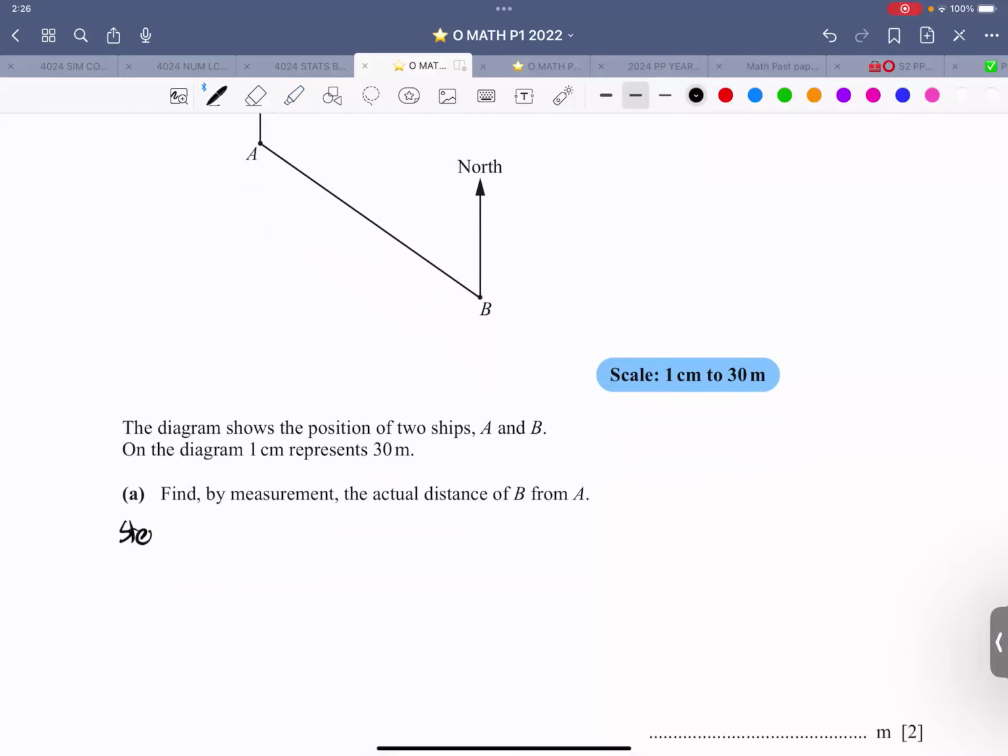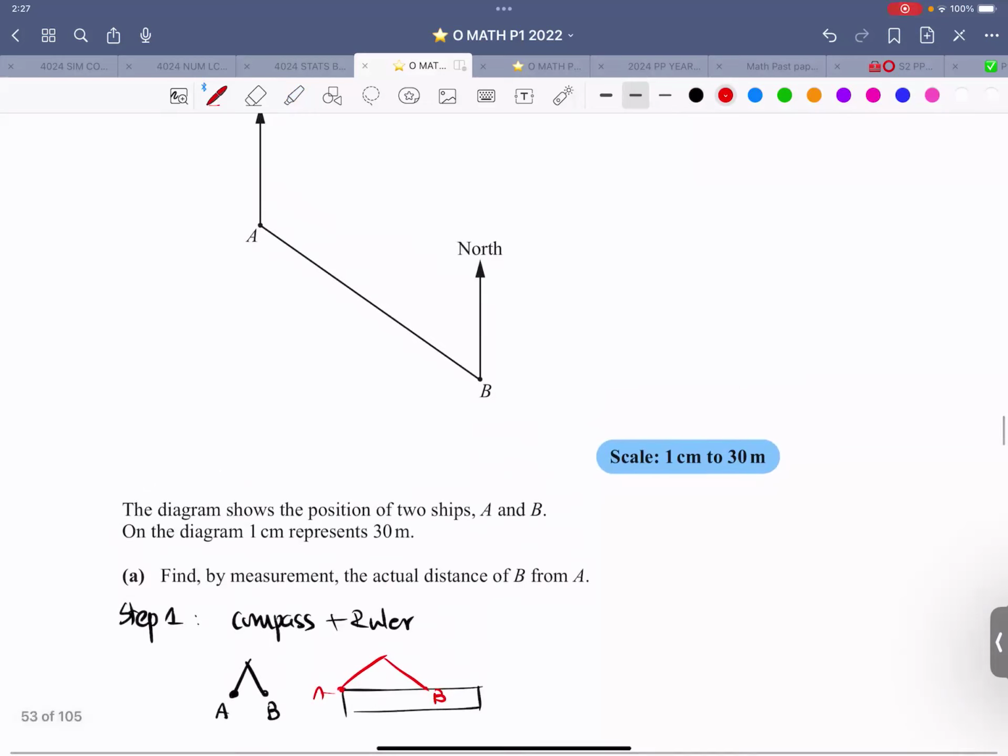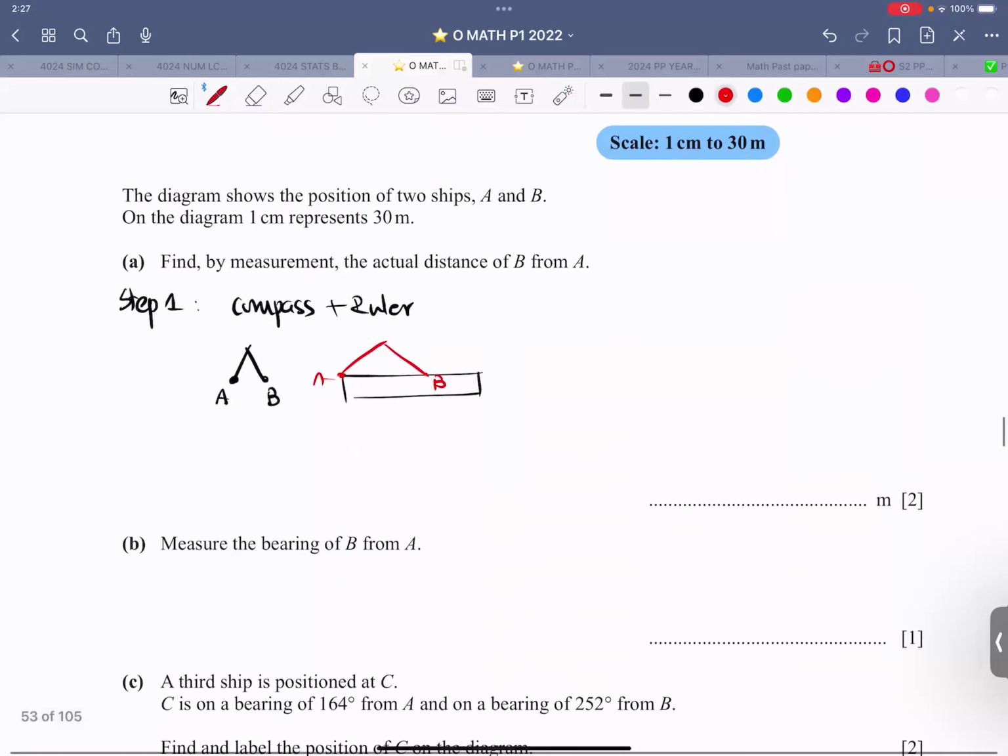That means step one, we should use a compass. We should place one of the compass needles at A, the other one at B. And then we have to use a ruler. So let me draw a ruler. So here is A, here is B, and that's how we measure it. I'm not very sure. Just taking a wild guess, maybe this looks like 5 centimeters approximately. So let me write this as 5 centimeters.